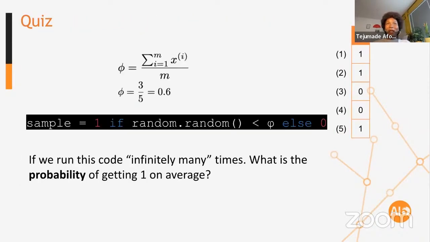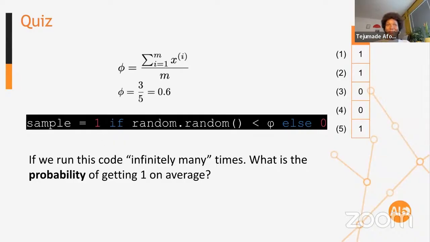Okay, so I have a quiz for you in case you're at home and you're with your computer. If you run this code infinitely many times, I mean, this is very easy to do, you just have to wrap it in a for loop. Every time you sample from this distribution, you get 1 or 0 or 1 or 0, and then you save it in some list. And if you do it a lot of times, let's say 10,000 times, what is the probability of getting 1 on average?